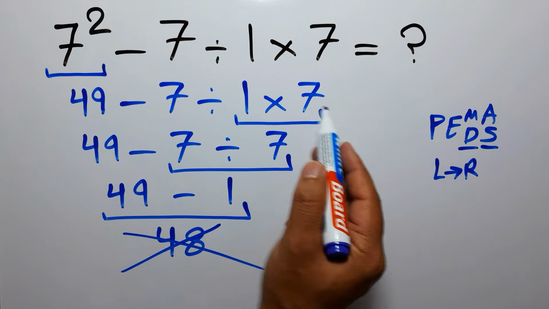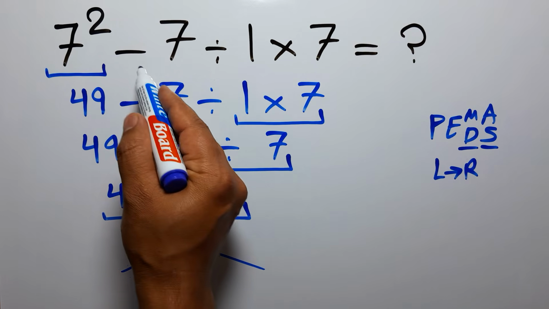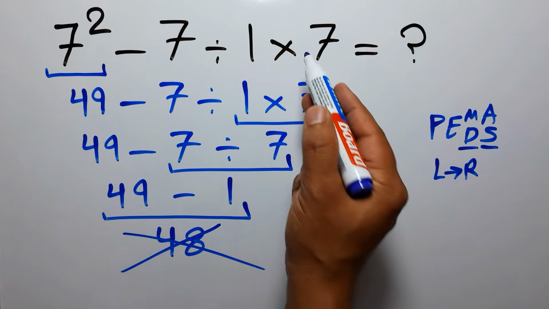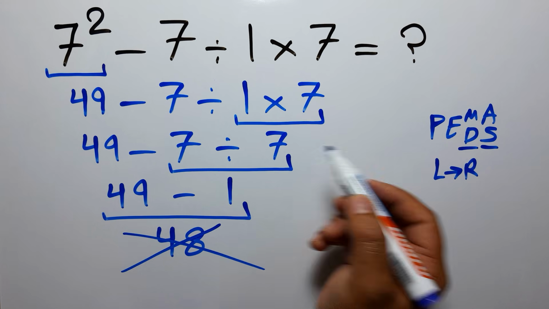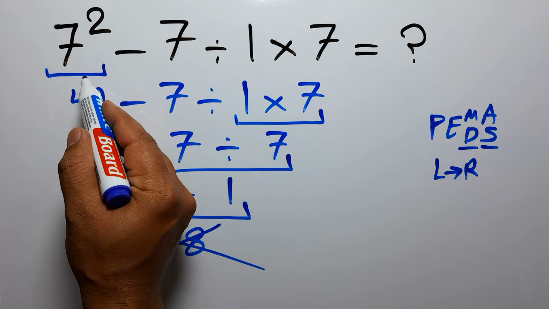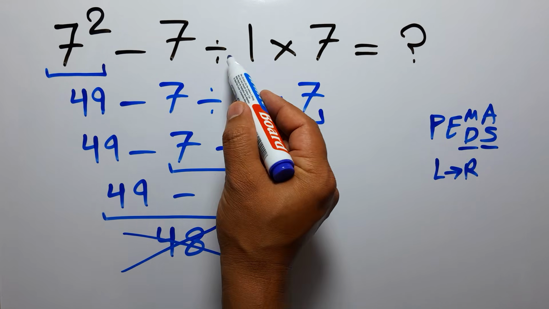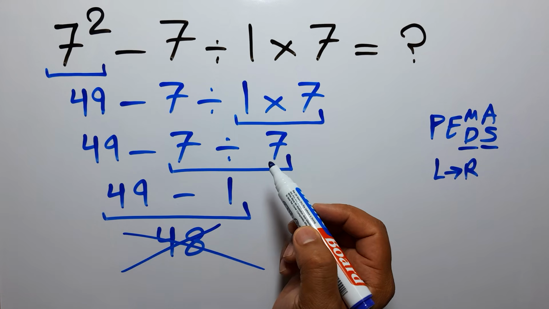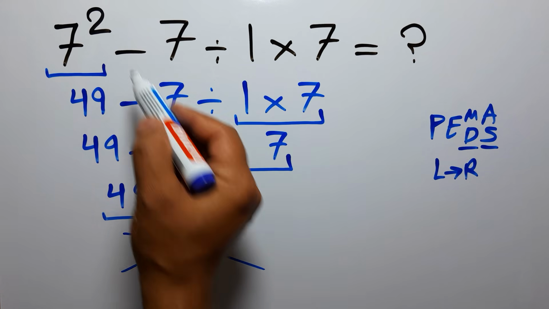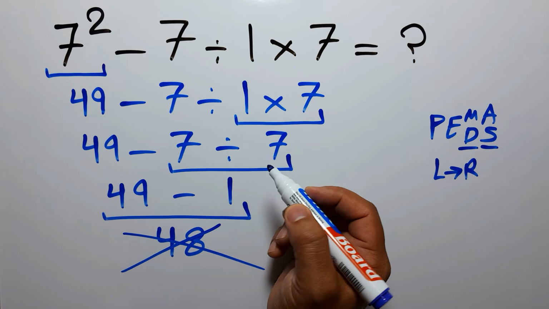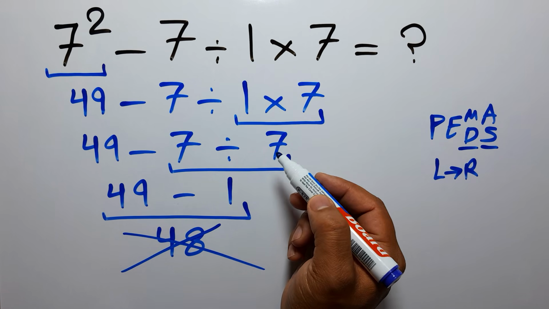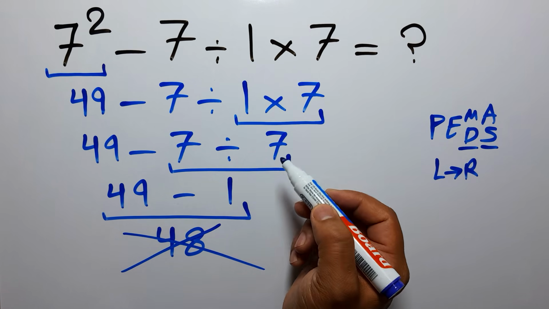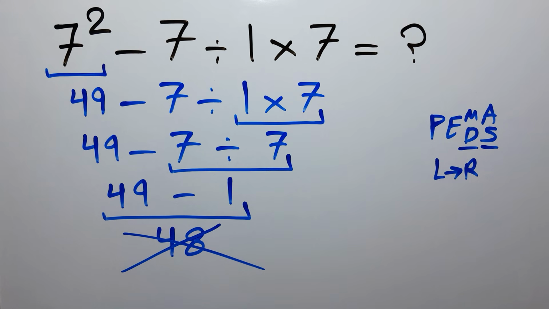In this expression, we have one exponent, one subtraction, one division, and one multiplication. According to PEMDAS, first we have to do this exponent, then this division, then this multiplication, and finally this subtraction. If we do this subtraction before, or if we do this multiplication before this division, it is wrong.